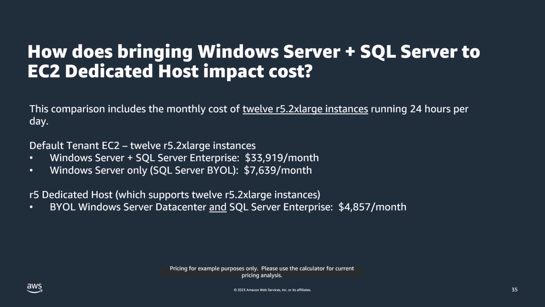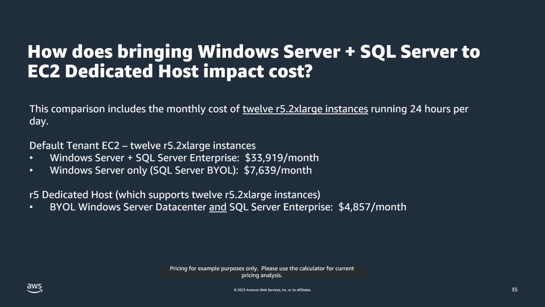So a common question around bringing licenses to dedicated hosts is about cost. How much do customers save? So in this example, I've calculated the monthly cost of 12 R5 2xlarge instances running 24 hours a day for a month. This is very similar to the previous comparison we did around default tenancy. This time we're looking at dedicated host though. So let's go through the example.